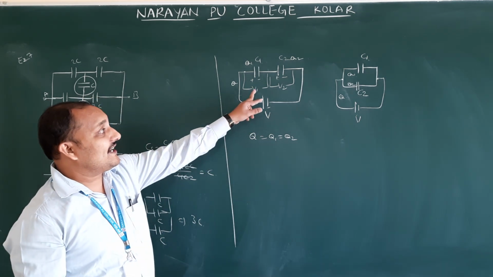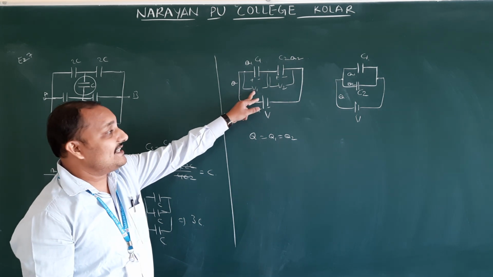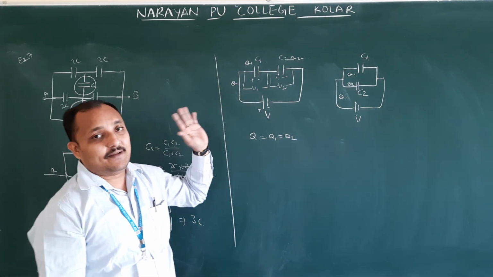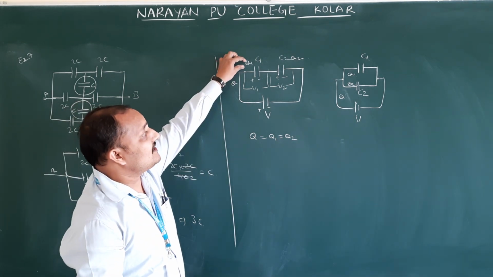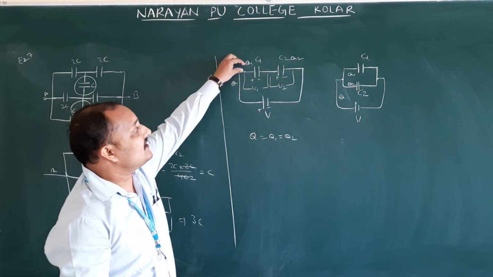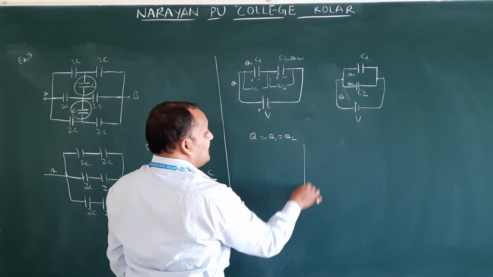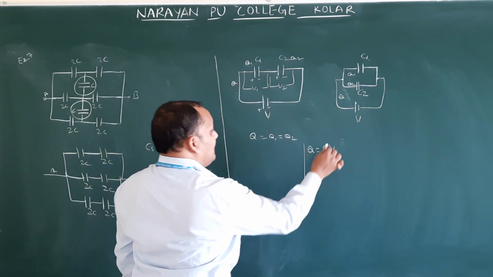Then what is the potential across V1? To find this one, many ways will be there. First we have to find resultant capacity. Next we can find what is the entering charge, what is the charge on this one, and what is the potential. For all these, what is the main formula? Q is equal to CV.